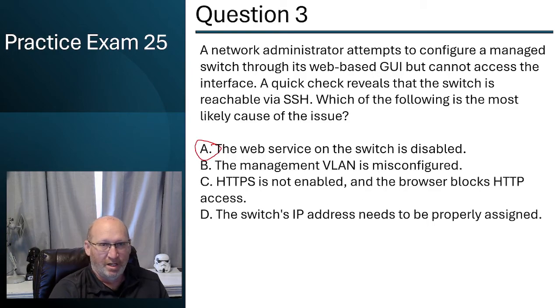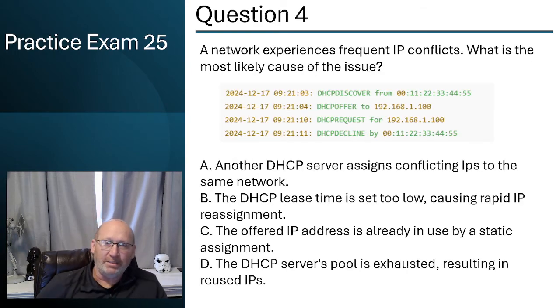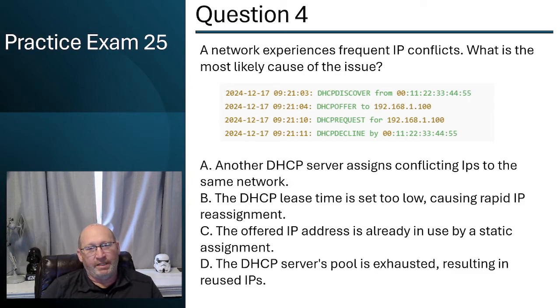All right, question number 4. A network experiences frequent IP conflicts. What is most likely the cause of this issue? What do we think? We've got DHCP discover. We see the DHCP offer. We see the request, and then we see the decline. So what is most likely the cause of this issue?